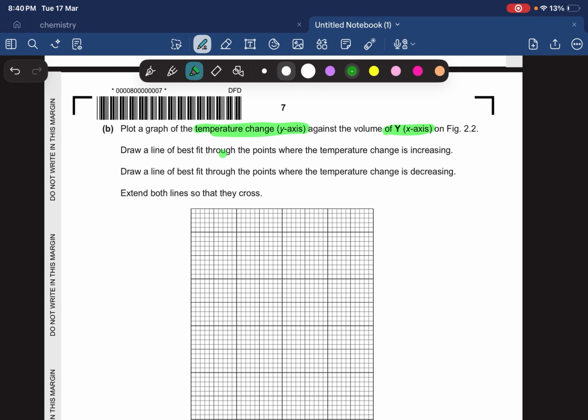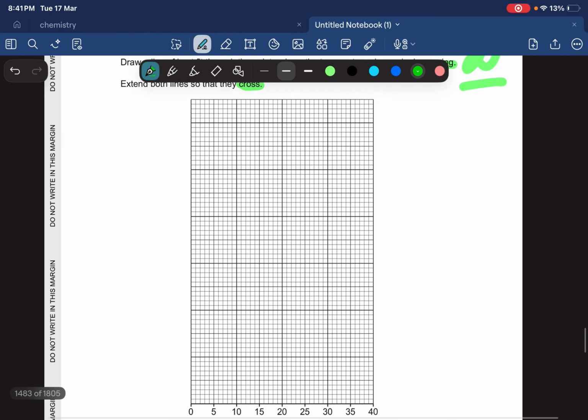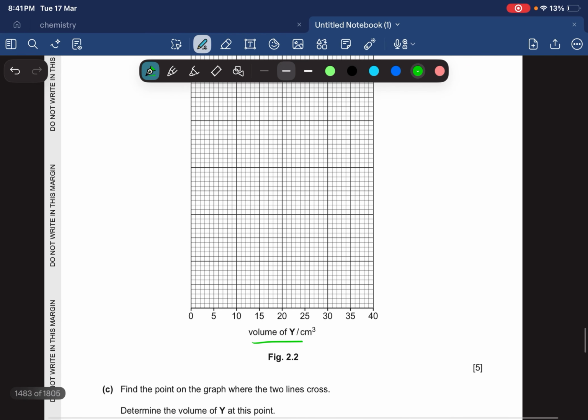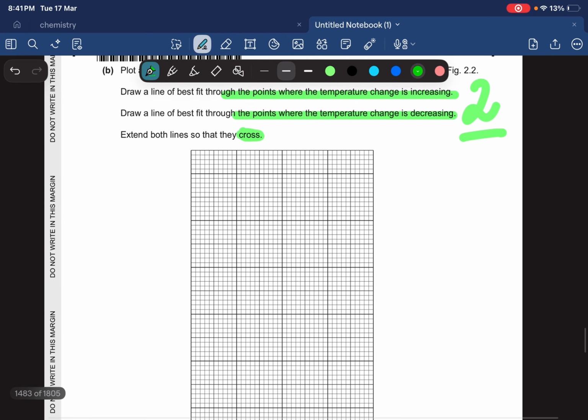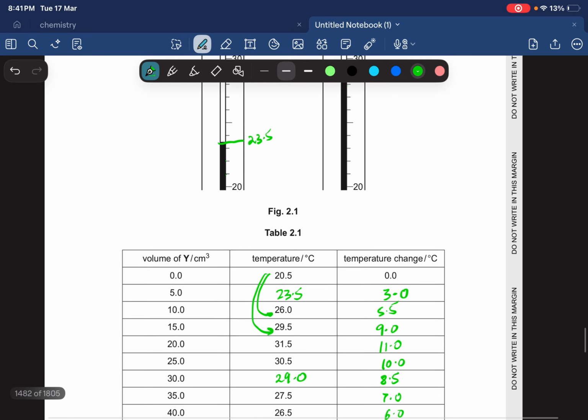Draw a line of best fit through the points where the temperature change is increasing. Draw a line of best fit through the points where the temperature change is decreasing. So you have to draw 2 lines of best fit. Remember this. Extend both lines so they cross. No worries at all. So we have the volume of Y that's given to us, and now we have to write the heading temperature change on the y-axis, degree Celsius, and then we're going to start.